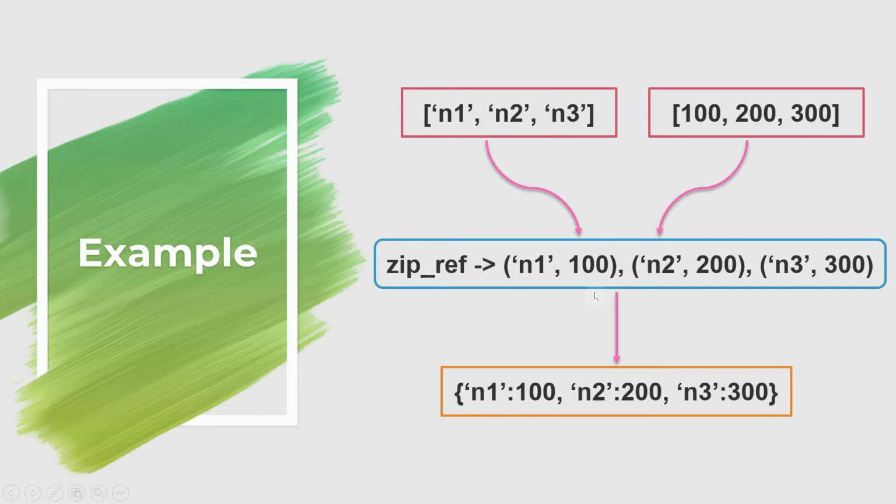And then this zip object is converted as a dictionary, where n1, n2, n3 strings become keys and 100, 200, 100 integers become the corresponding values.